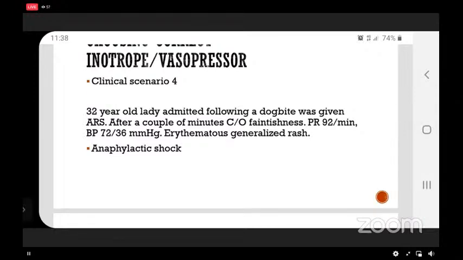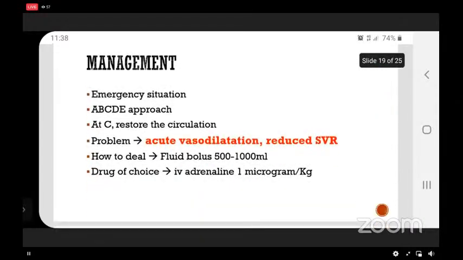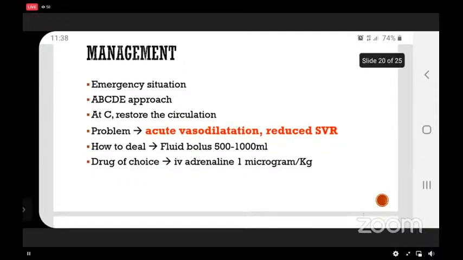So diagnosis is anaphylactic shock, where you have to act very quickly. It's an emergency situation. You have to call for help. You have to go by A, B, C, D, E approach. And at circulation or at C, you identify the patient is having acute vasodilatation and reduced blood pressure, and the reason is vasodilatation. It's a vasodilatory type of shock due to reduced SVR.